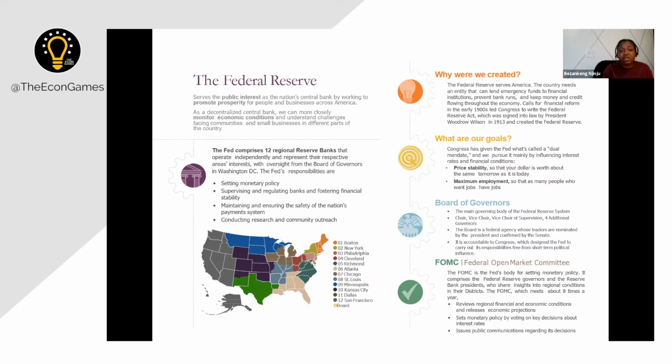And so the regional districts conduct research for the economy as a whole, but also specifically for the geographical areas that the district is comprised of. So for example, the Cleveland Fed is in the 4th district, which covers a few states, including Ohio, parts of Pennsylvania, Kentucky, and the West Virginia Panhandle. Congress has given the Fed two primary goals, which are to promote price stability and to maximize employment. And this is often called a dual mandate.